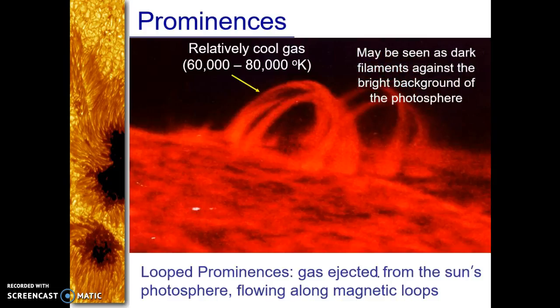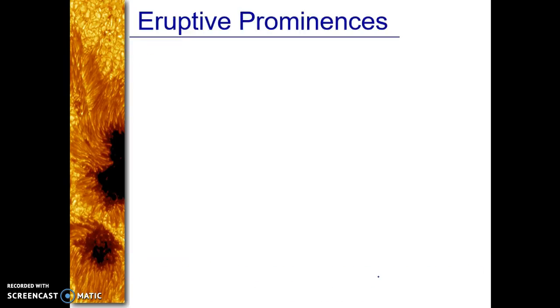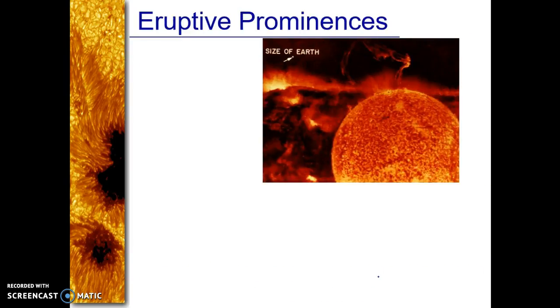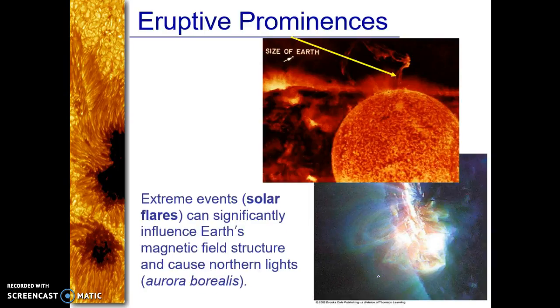So you've got these gases that are looping out of the sun's photosphere and falling along these magnetic loops. Sometimes, here it says, may be seen as dark filaments against a bright background of the photosphere. And sometimes these prominences don't actually loop back around. And that's what we would end up calling solar flares.